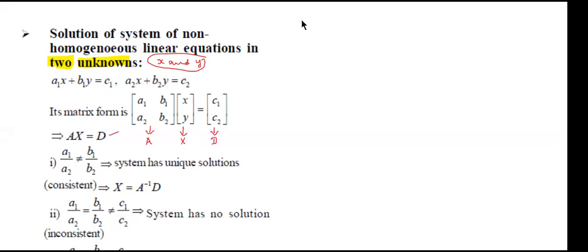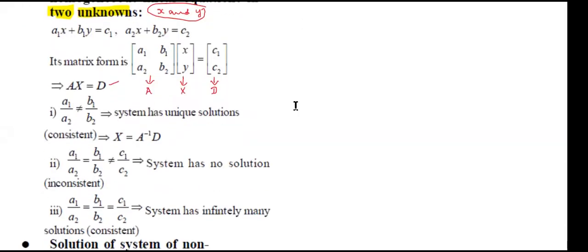Okay, students. By observing this, three different cases are there. By observing the cases, we will decide whether the system of equations has a solution or not. See here, first one: a1 by a2 is not equal to b1 by b2. The system has a unique solution. Unique means only one solution.